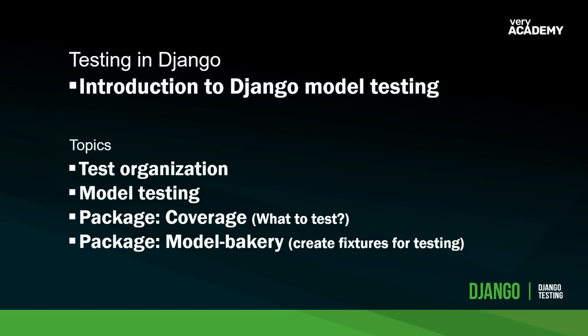So in this tutorial, we're going to cover 4 items here. So first of all, test organization. Just going to give you a few ideas on how you might want to organize your tests. And then of course, we're moving to model testing. So the idea here is that we'll start with a simple model and then we'll add items to the model, typical things you might want to include in your models and items that might need testing.